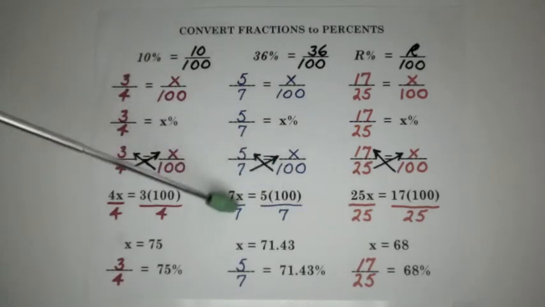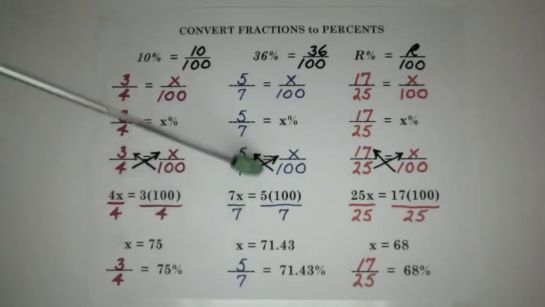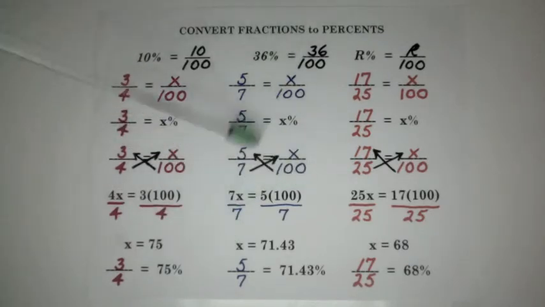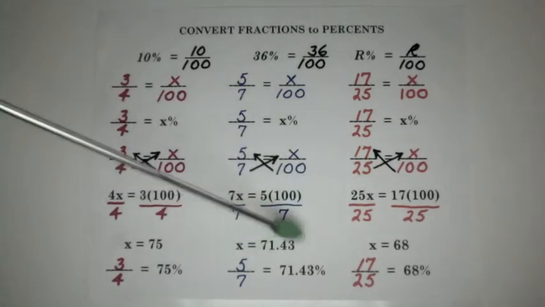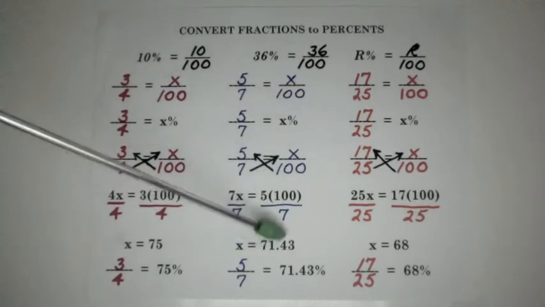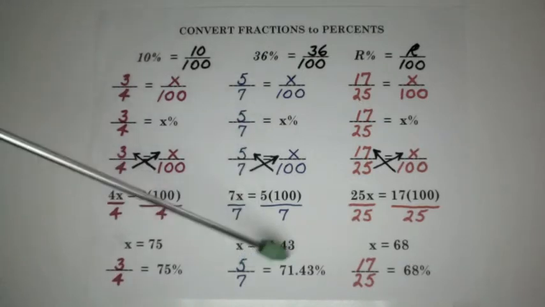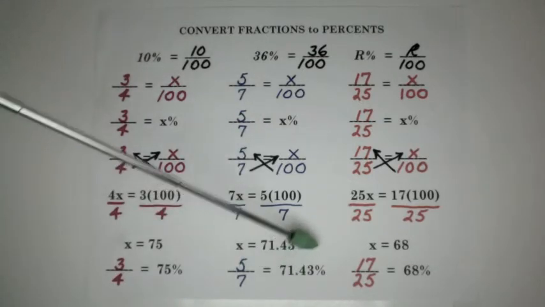7 divided by 7 is 1, so I have 1x, or I can just write x. 5 times 100 is 500, divided by 7 is 71.43. So x equals 71.43. 5/7 equals 71.43%.